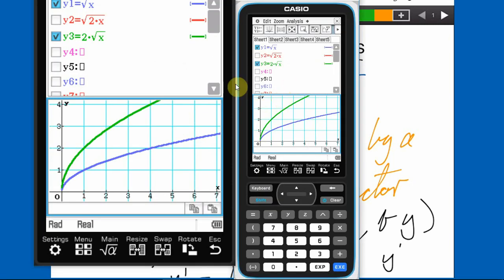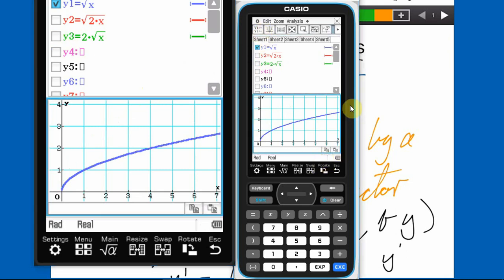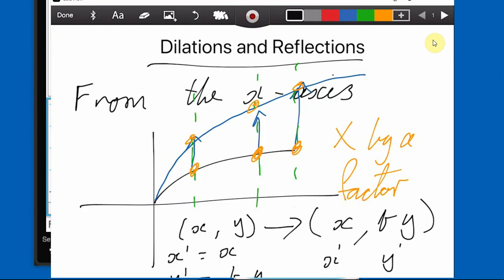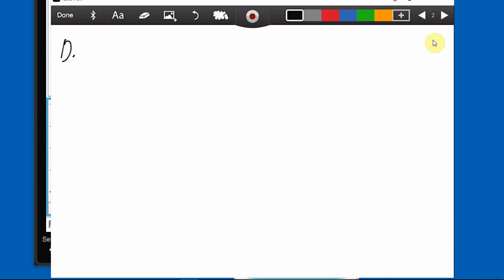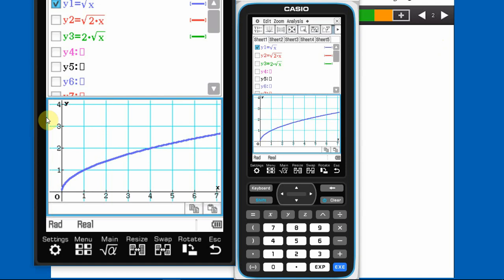But what becomes interesting, and this is the tricky one, is our next dilation. Our next dilation that we're looking for is from the y-axis. All right, so let's go back to what I had. So here we are. Take, for example, this one here. Now I've got a 2 inside the bracket.